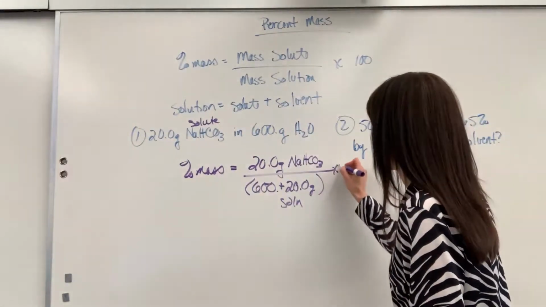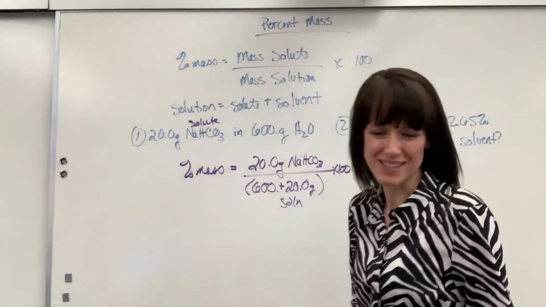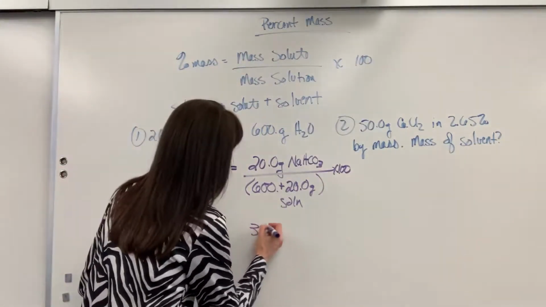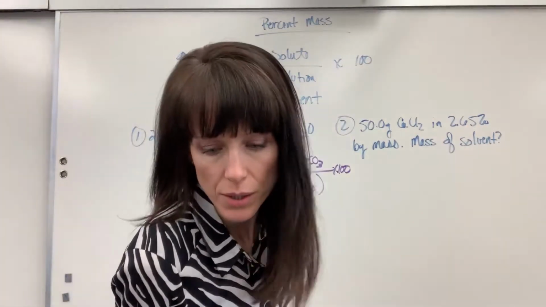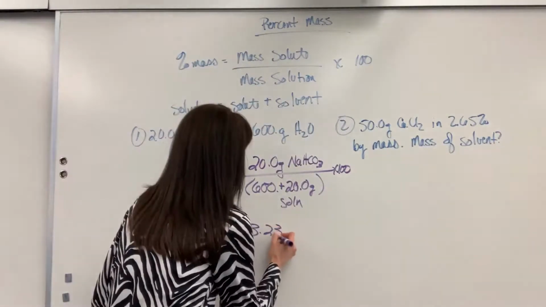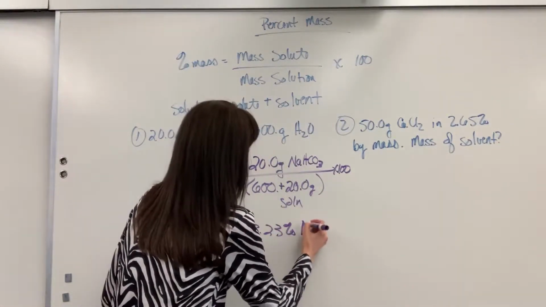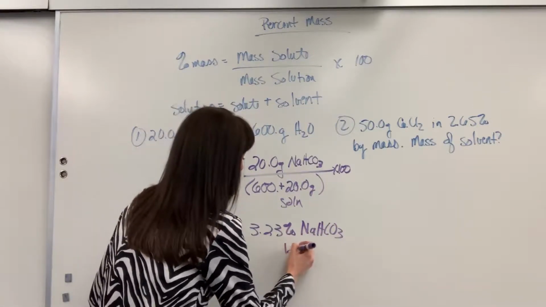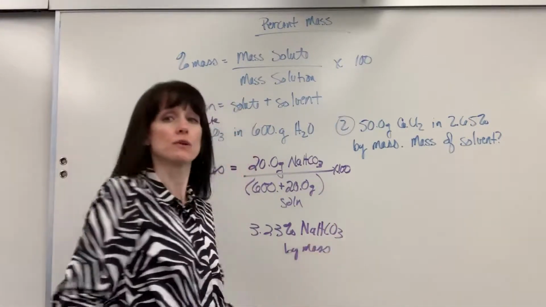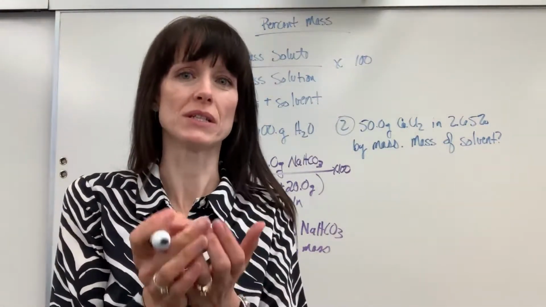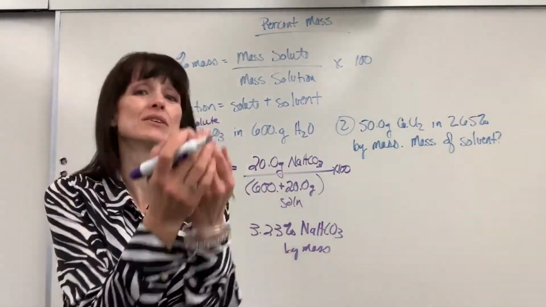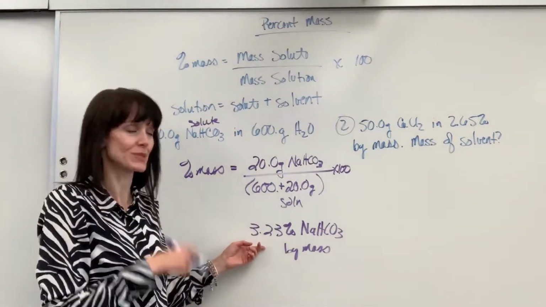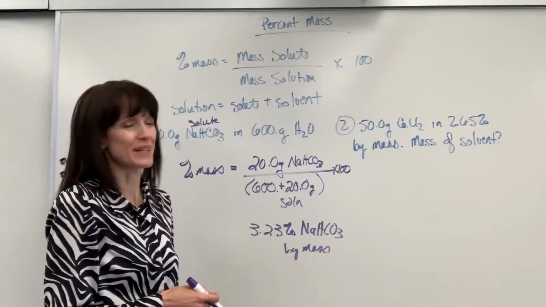Okay, we multiply this by 100 to get it to a percentage, and our answer is 3.23% sodium bicarbonate, and this would be by mass. Wow, so when we hold that total 620 grams, only 3% of that total mass is attributed to the sodium bicarbonate. Interesting.